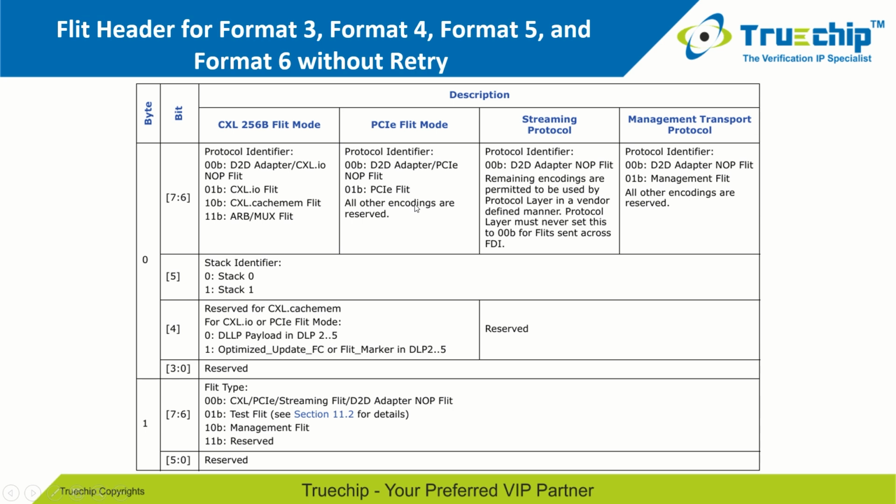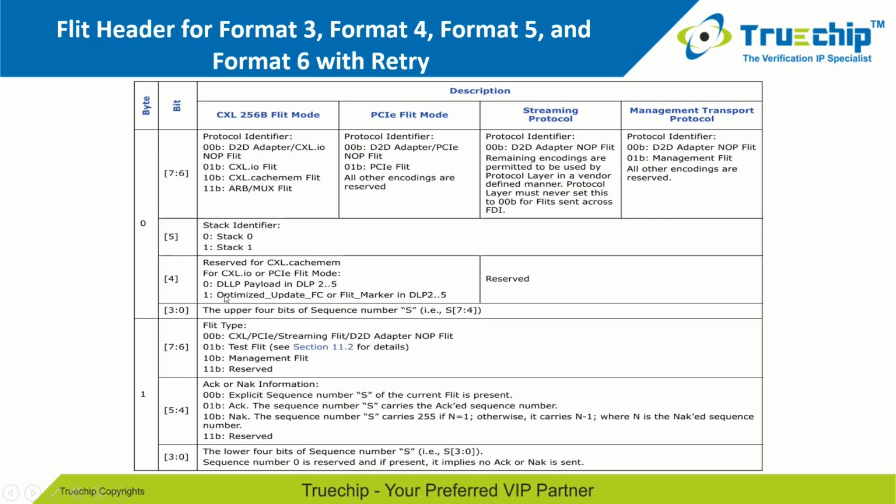Let's have a look at the Flit header for these different formats, which are format 3, format 4, format 5 and format 6 without retry, where these 2 bytes are Flit header bytes containing different fields. Similarly, this Flit header is for these different formats with retry.